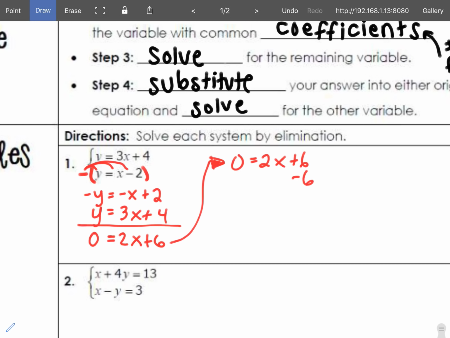So minus 6. So negative 6 equals 2x. Divide by 2. X equals negative 3. Okay?